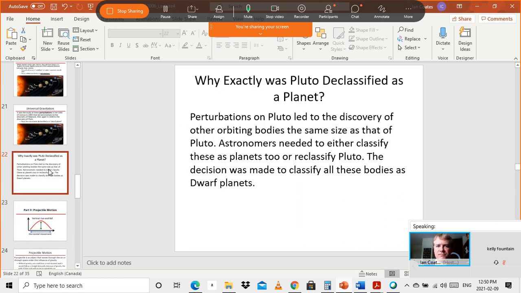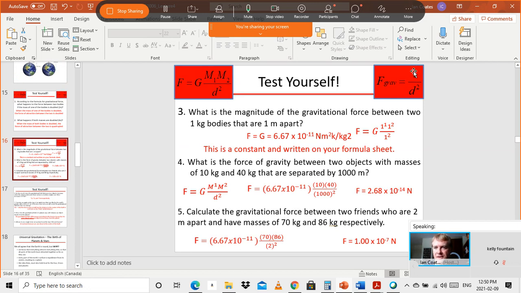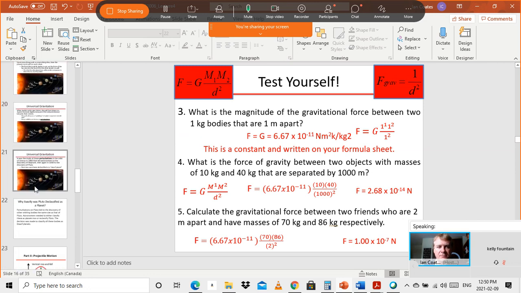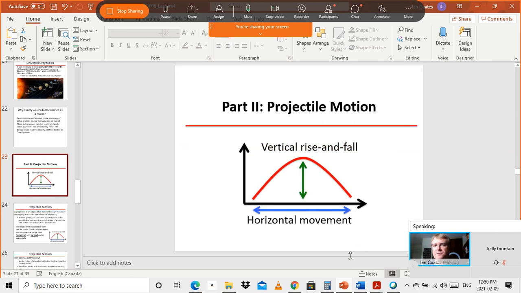That's it for gravitational pull. So the only formulas, there are two formulas there, are these guys here. Okay? Not too bad. And we'll go over the questions that I've included. Now we're on to projectile motion.